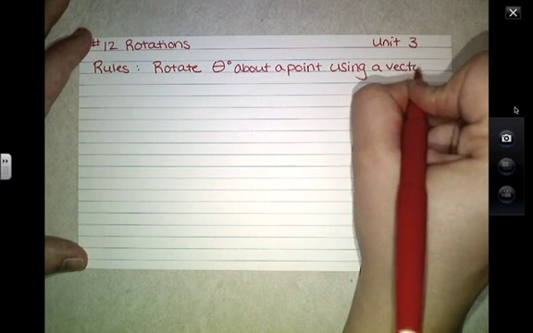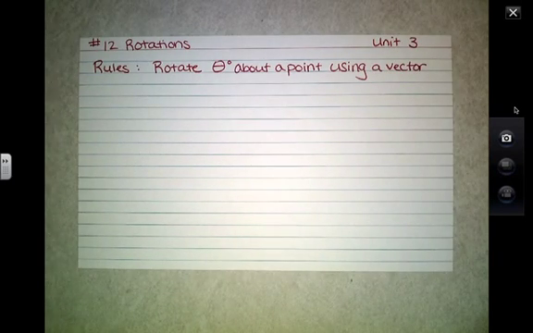Okay, so there are some very important things that you're going to need to begin with. You're going to need to know how many degrees you're rotating. You're going to need to know the direction that you're rotating, which we're going to talk about in a couple seconds. You're going to need the point that you rotate around, and then you're going to have to use a vector for each of the points that you're rotating.